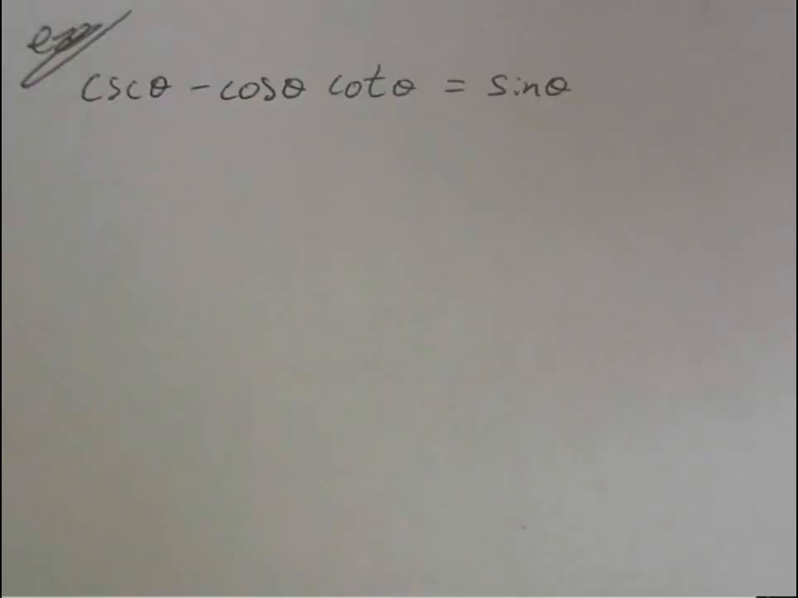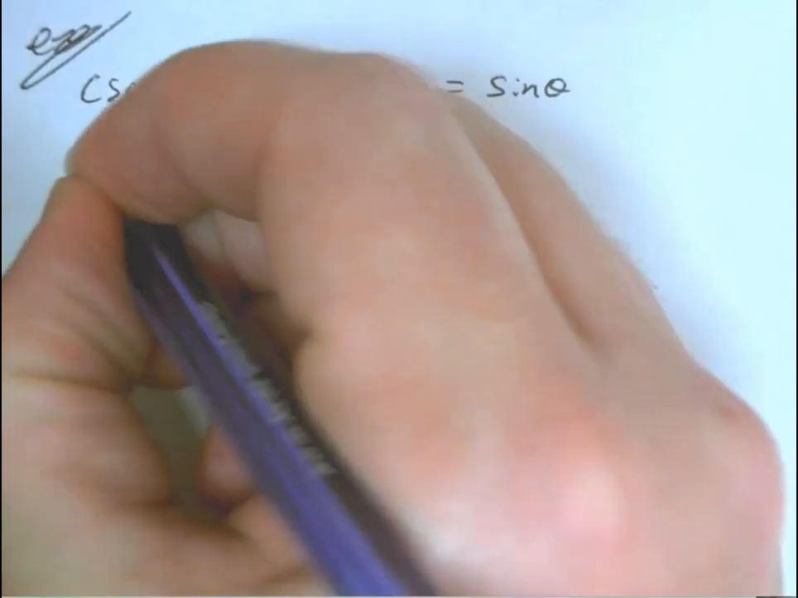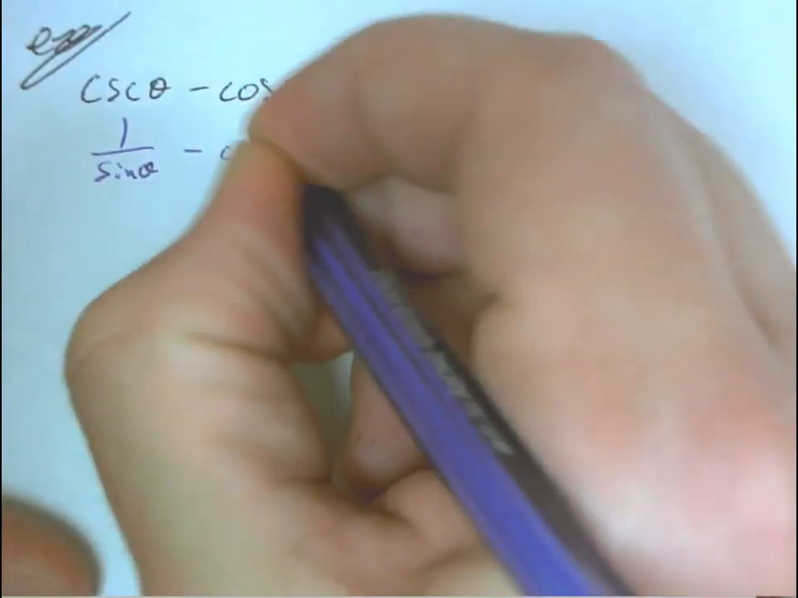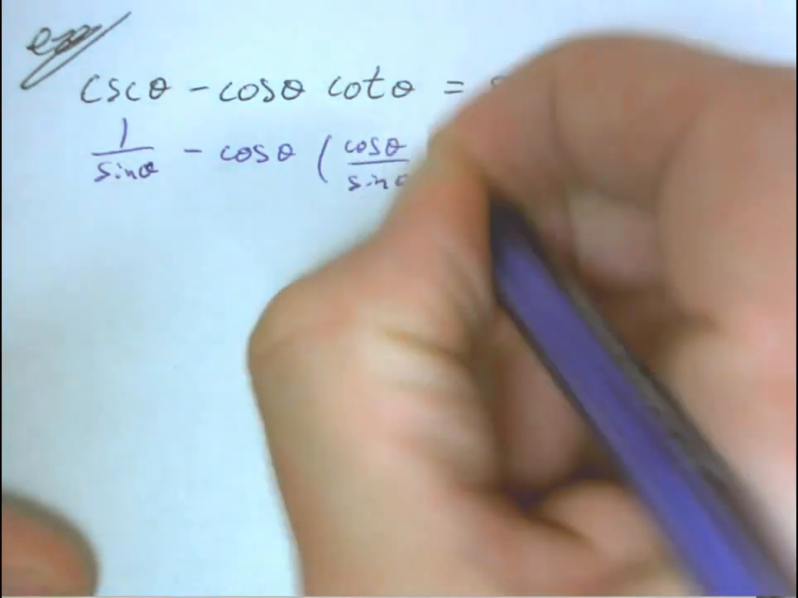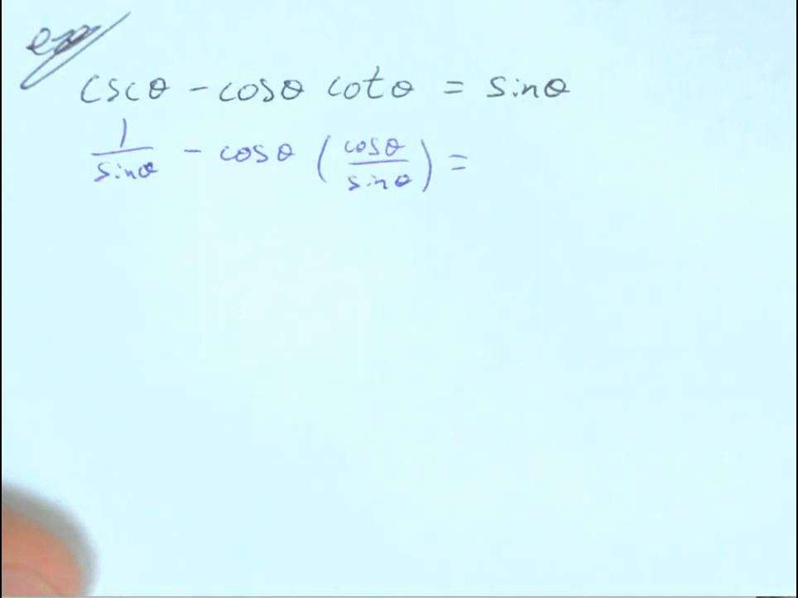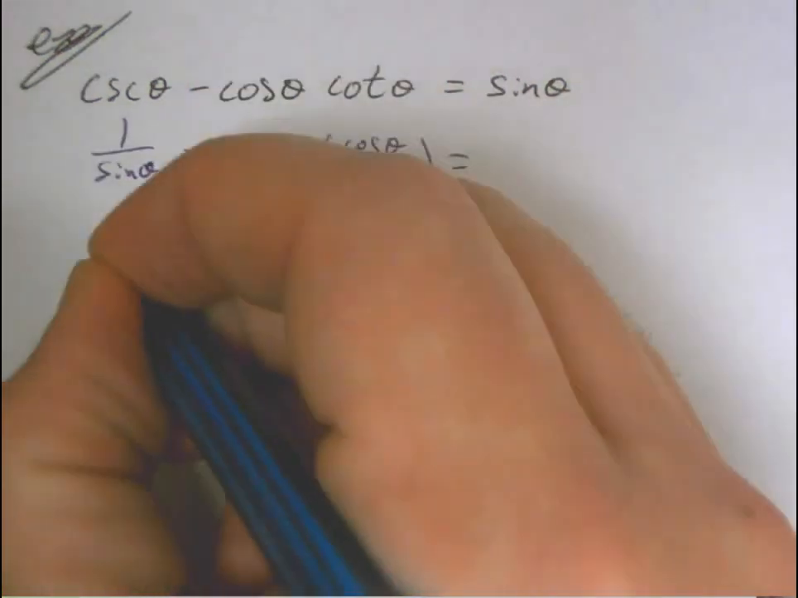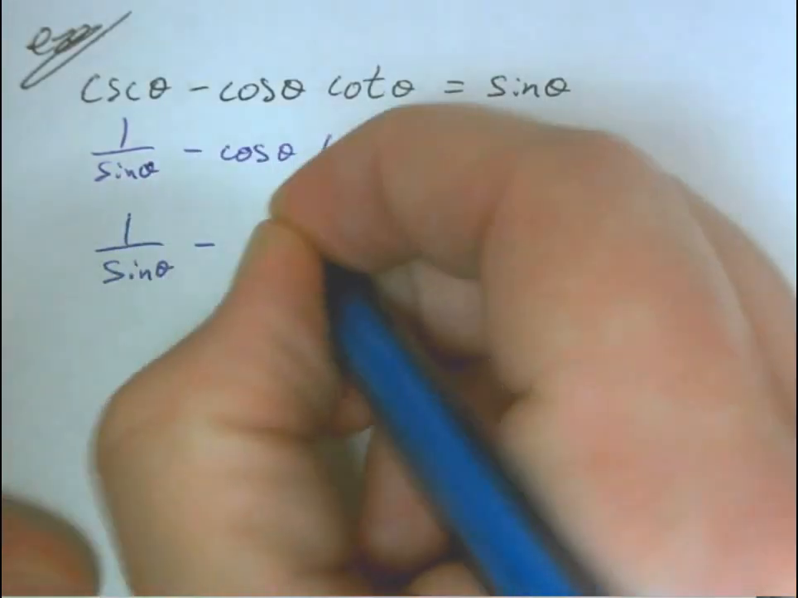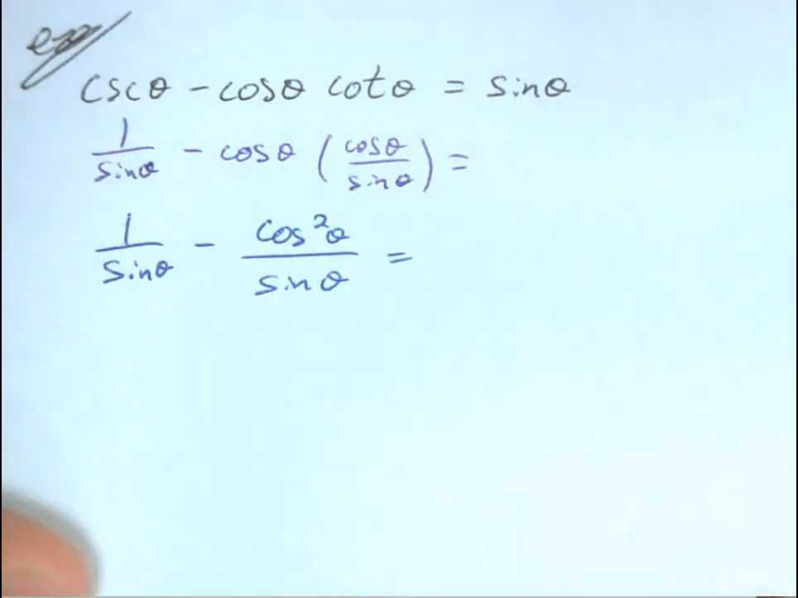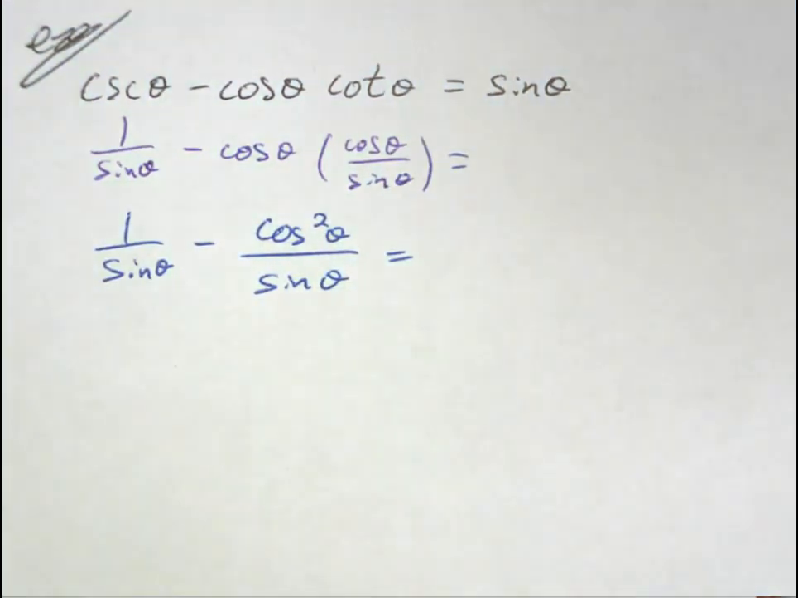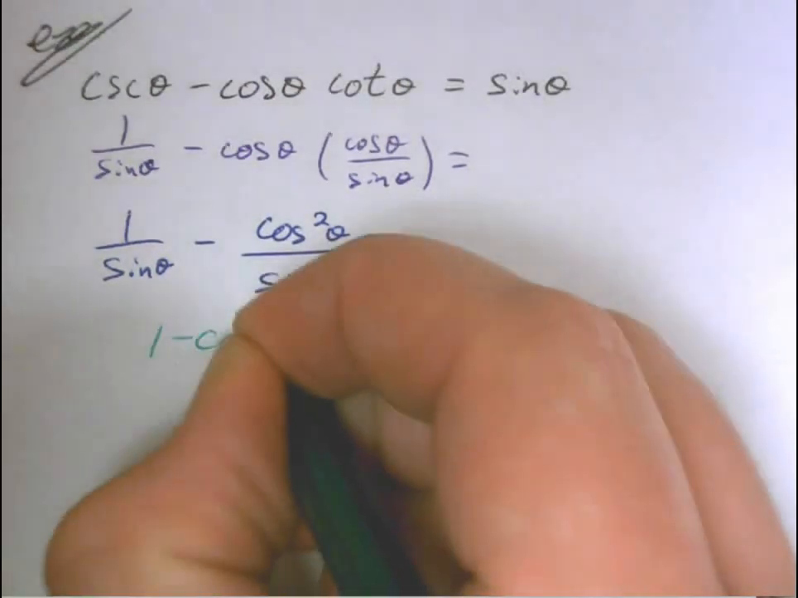All right, with this one, again, our left side has more junk on it. So I can say cosecant is 1 over sine minus cosine, I'll leave it like that, times cotangent is cosine over sine equals the other side. Cool. So then 1 over sine minus cosine squared over sine, if you multiply those, I have like denominators already.